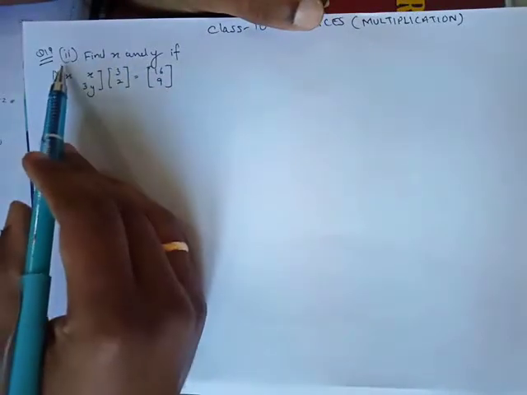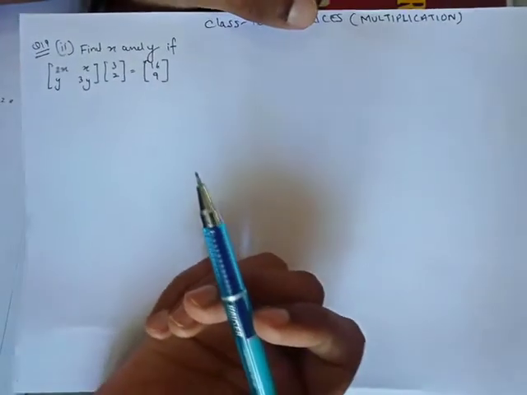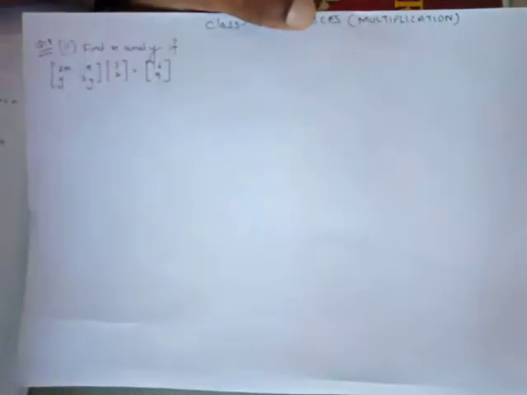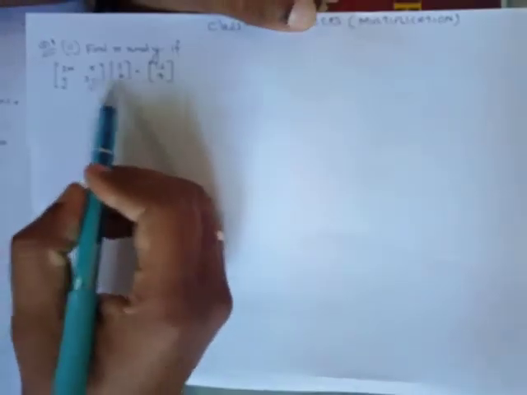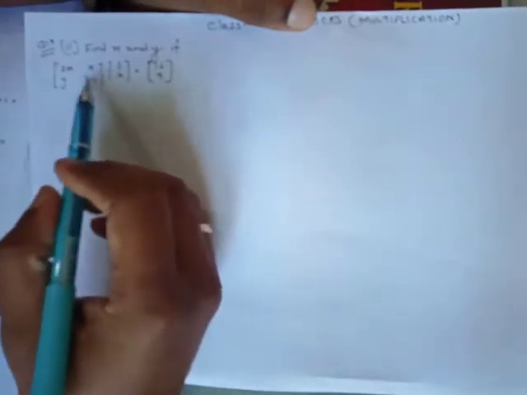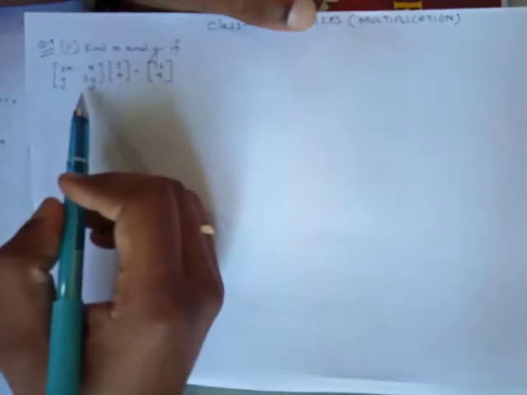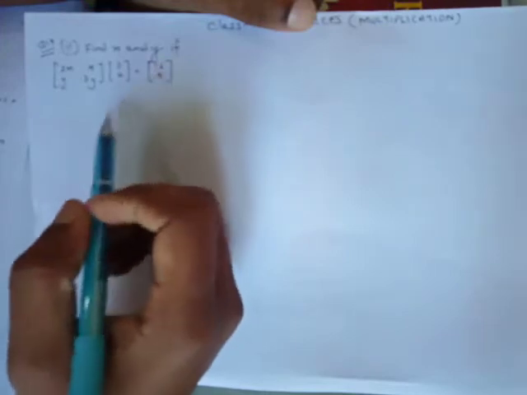Find second part we'll be doing. Find x and y if this is given to you. I have to find the value of x and y, in terms of numbers. 1 2 3 4, what is the value of x and y going to be? But when I see this question, I see that there's a multiplication happening between this matrix and this matrix. Can you see? And there's an equal sign in the middle, and this 16 over 9 is here.